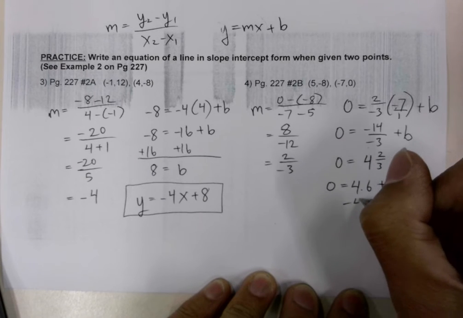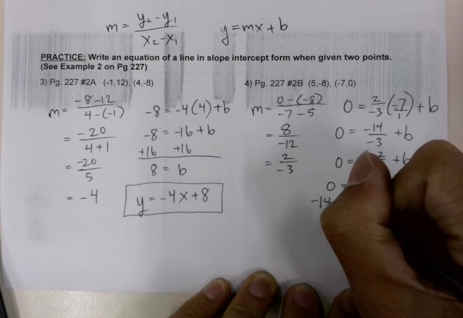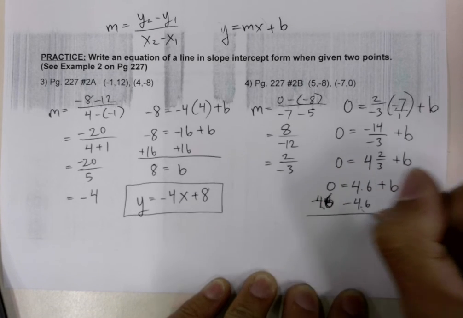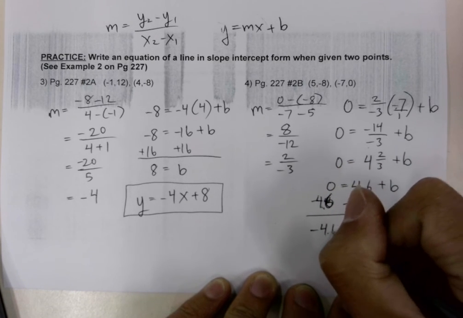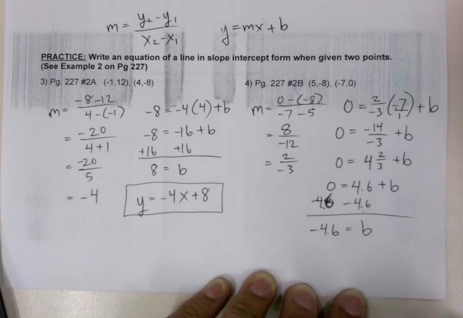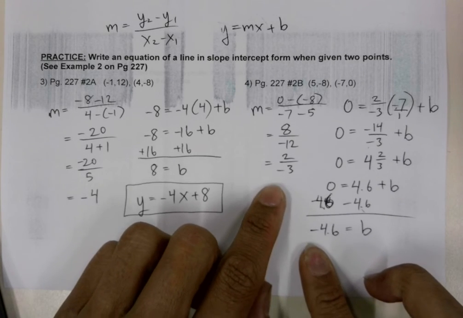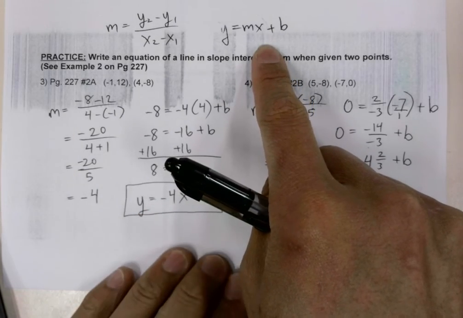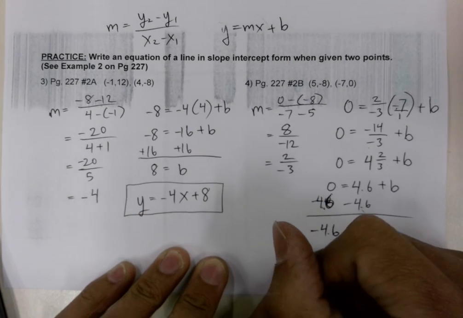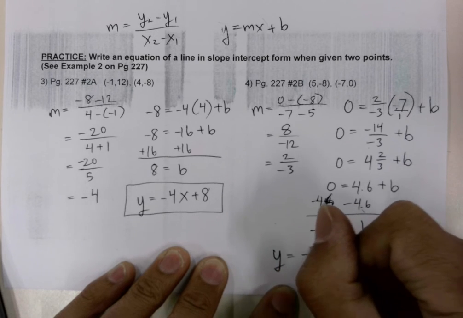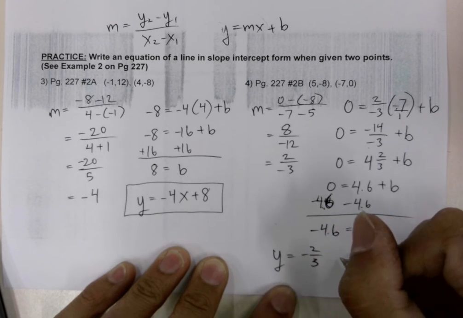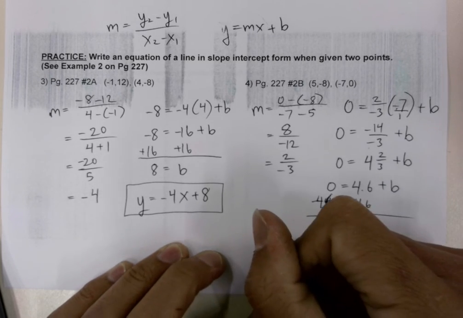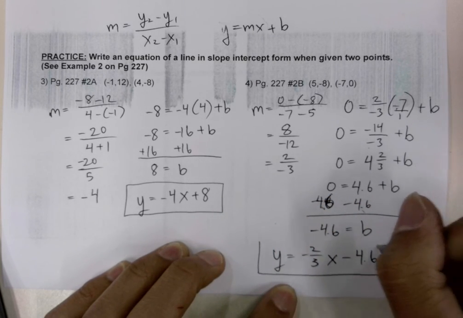And now I'm going to subtract the 4.6 from both sides of the equal sign, and I'll get negative 4.6 is equal to b. So now I have my slope and I have my b, and I can plug it into my equation, and I'll get y = negative 2 over 3 x minus 4.6. That's my equation, and I'll box that.